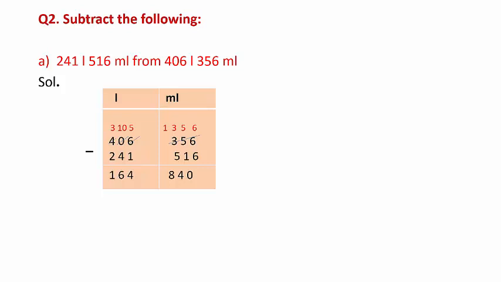And in liter column, since we have given borrow 1 liter, 6 will become 5. So 5 minus 1 will be 4. And in tens column, 4 cannot be subtracted from 0, so we'll again take borrow from the 100th number, that is 4. So 4 will become 3 and 0 will become 10. So 10 minus 4 is 6 and 3 minus 2 is 1. So our answer is 164 liter 840 milliliter.